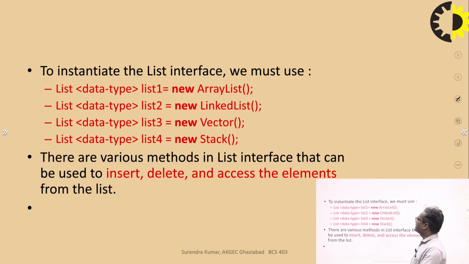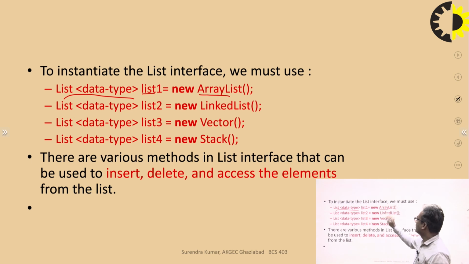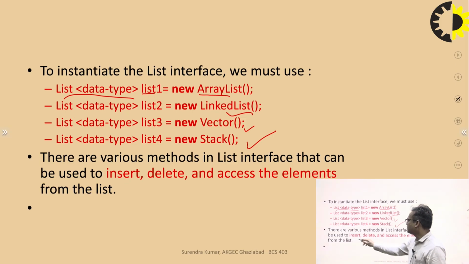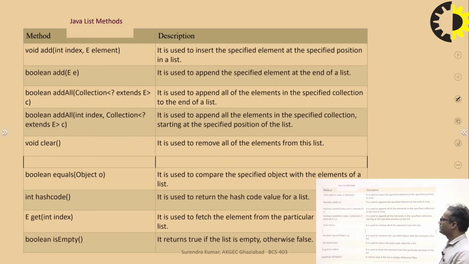The syntax for using the List interface is just to write List, the data type, list1 = new ArrayList, new LinkedList, new Vector, new Stack. You can create any number of data sets with the help of the List interface, and you can apply different methods also: insert, delete, access elements of the list. These are the methods of the List interface. The method names are the same and the usage is also the same.